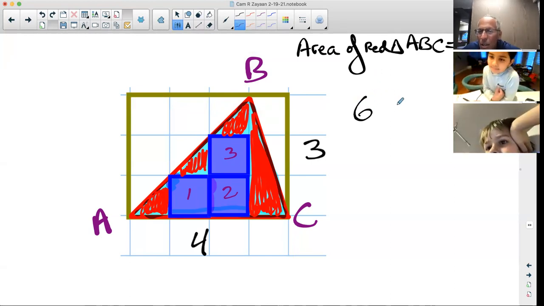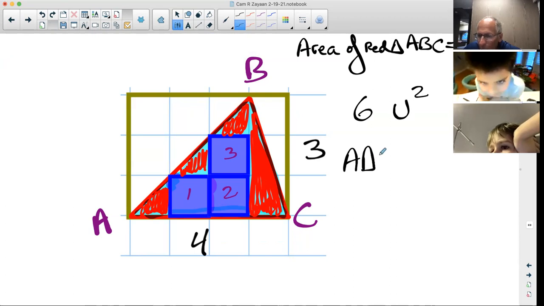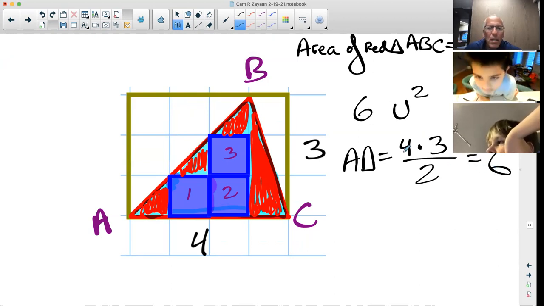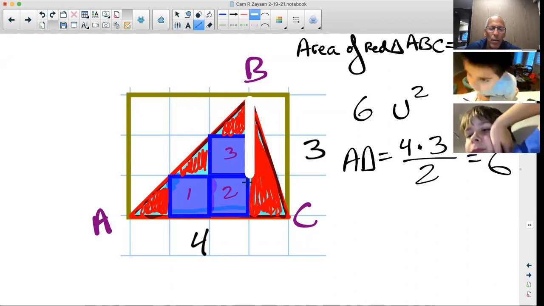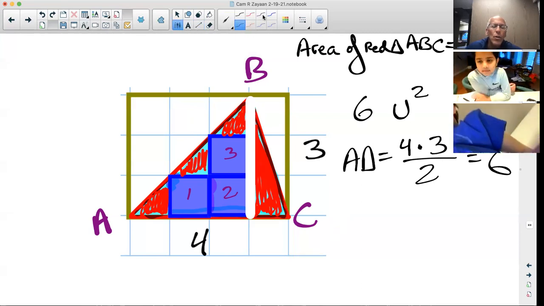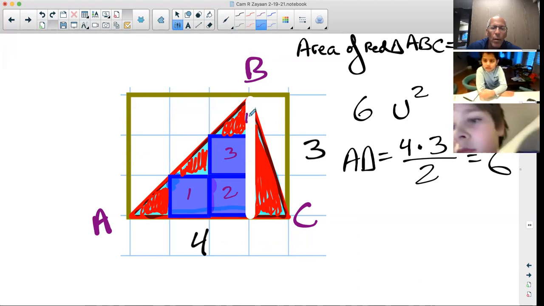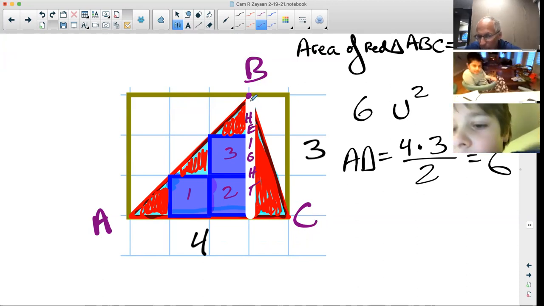It is 6 square units because, again, we take the area of the triangle equals 4 times 3 divided by 2, which we know is 6. Now, boys, the thing I want to focus on right now is this very special line. Do you see what I just drew? That white line, do you guys know what that's called? This is called the height of the triangle. It goes from the highest vertex to the opposite line or base.